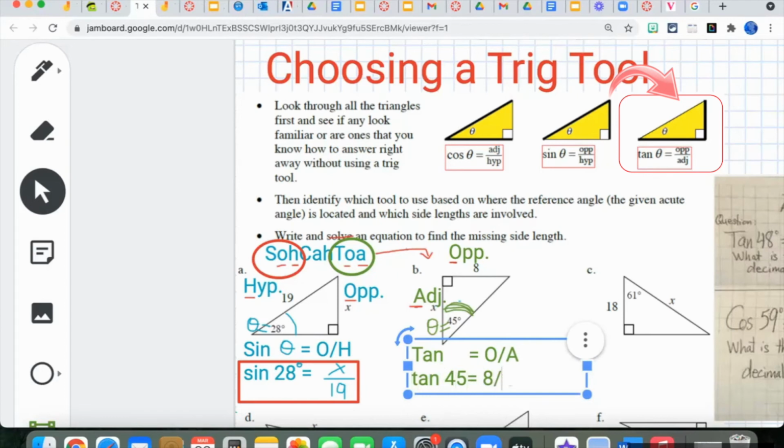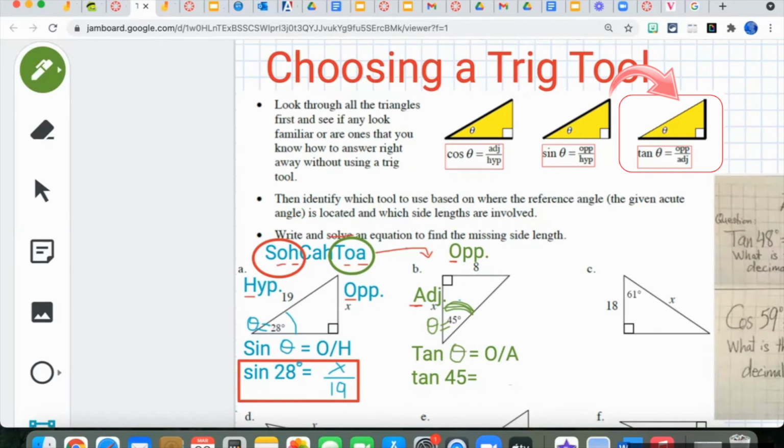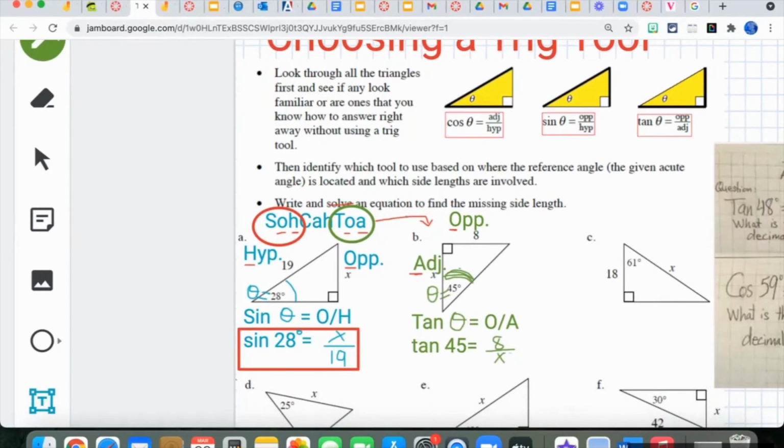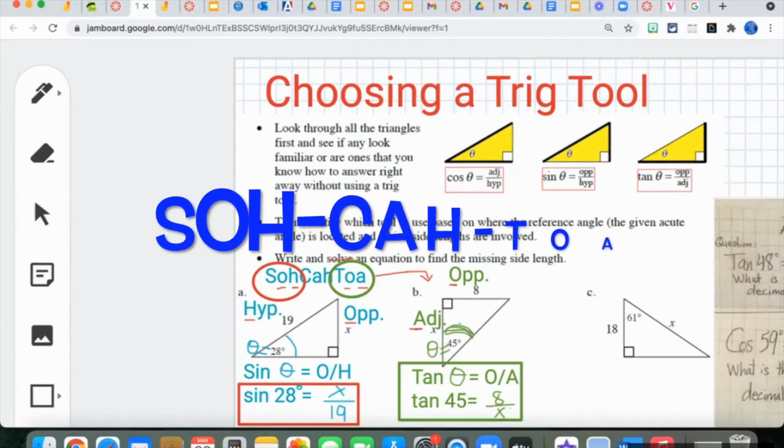However, instead of writing it like that, I would rather put the fraction bar just like the first one. The opposite side is the number 8, and that is on the top. Divided by adjacent, so adjacent is replaced by the letter x, and we put x under the fraction bar. We are done.